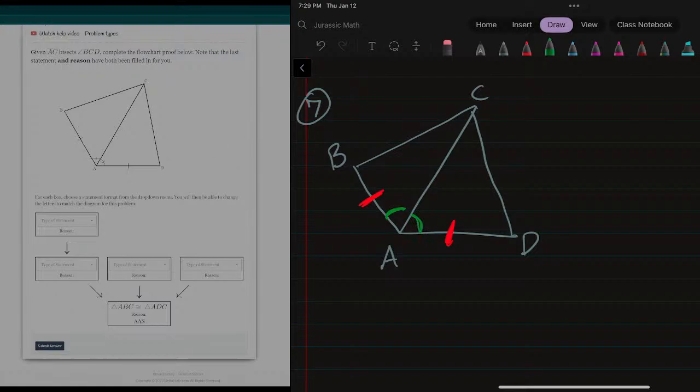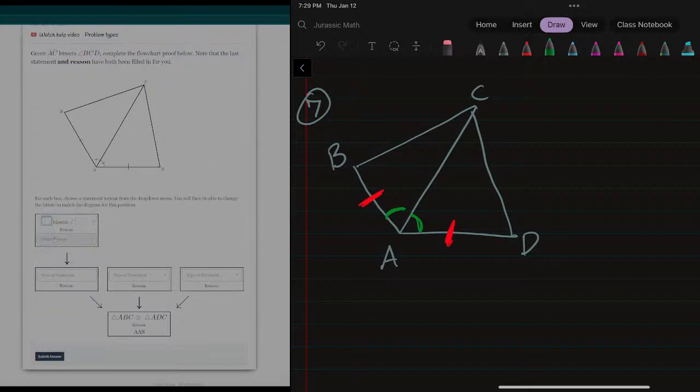So, in these flowcharts, the very first top box is going to be your written given, which in this case is that AC bisects angle BCD. So, line AC bisects BCD, and that is going to be our written given.